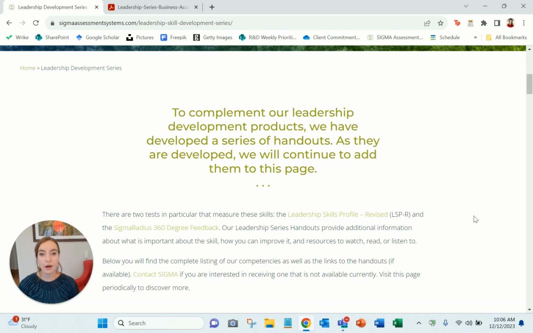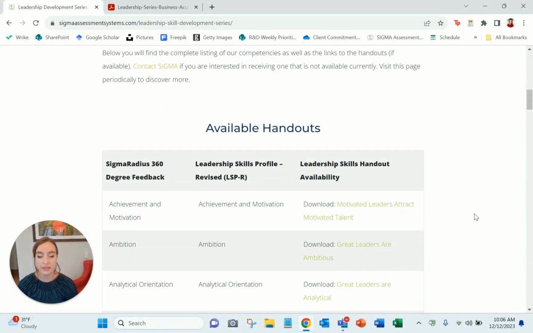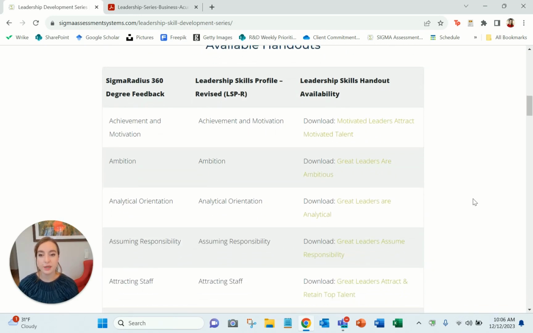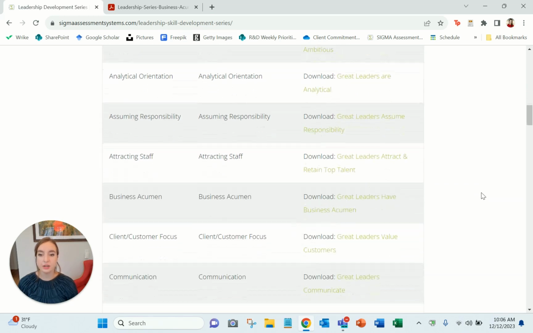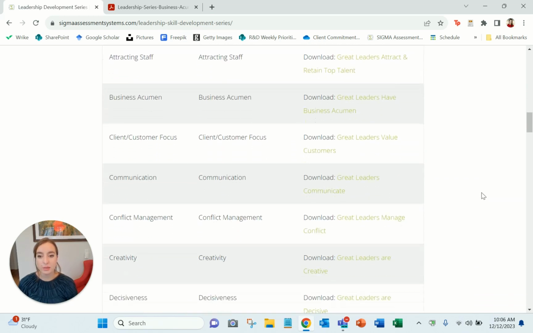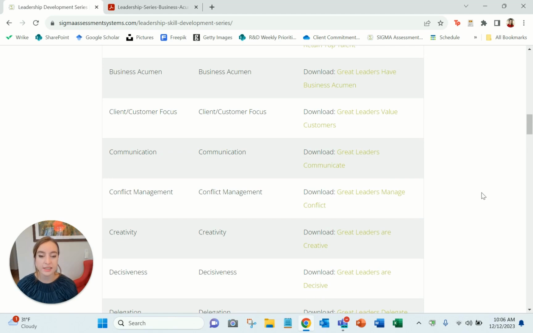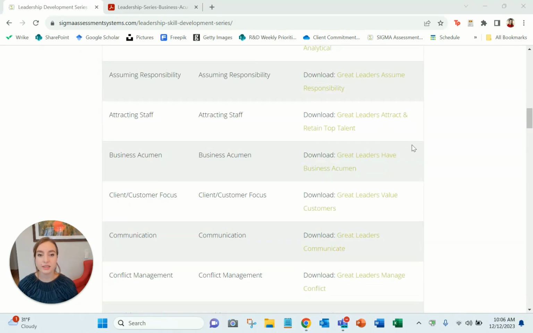So if you've already gotten some of your leadership feedback or are just interested today, you can scroll down to look at the available competencies for your perusal. These include things like achievement and motivation, ambition, attracting staff, business acumen, communication, creativity, decisiveness, and beyond. Today, for the purposes of this demonstration, we're going to be looking at business acumen.